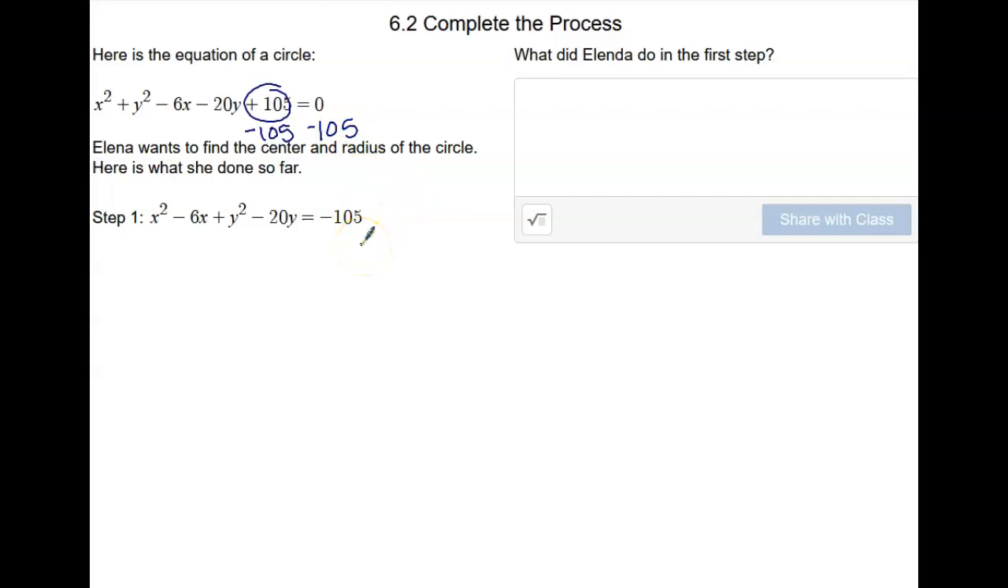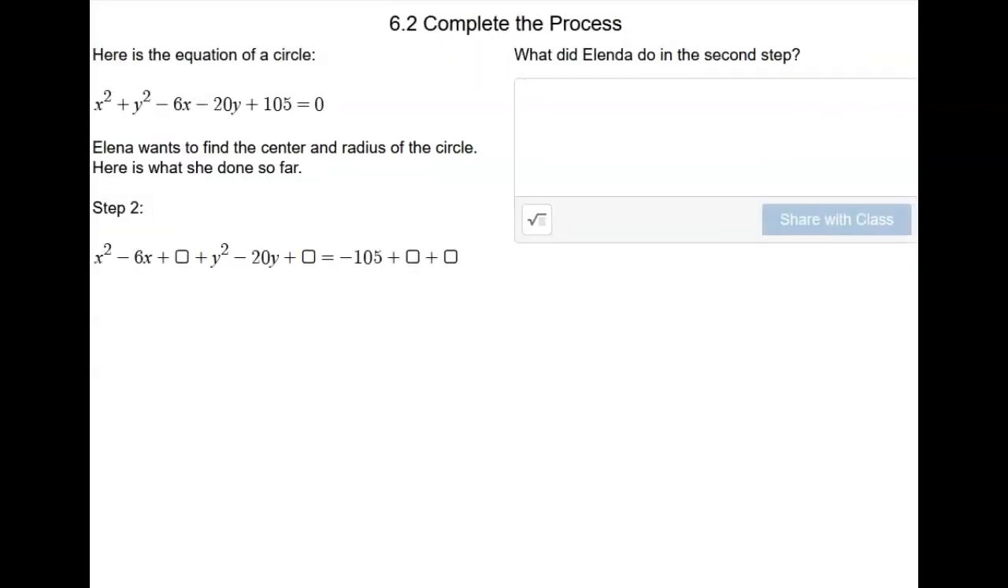The other thing that she did, and I'm going to highlight this, is she took the x's and put those next to each other, and then she took the y's and put them next to each other. Basically she didn't have to add or subtract anything on this side because everything is staying on this side of the equation. She's just moving things around. It's like moving your bedroom furniture around.